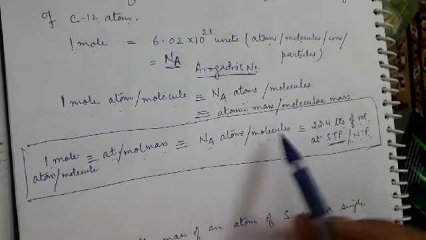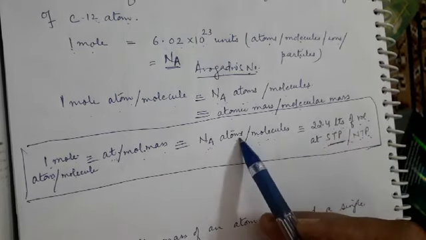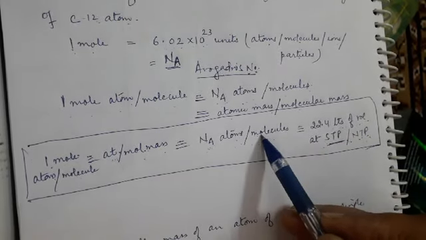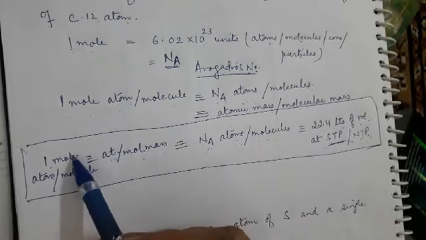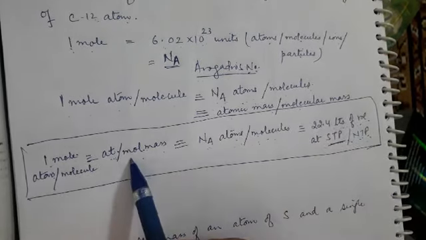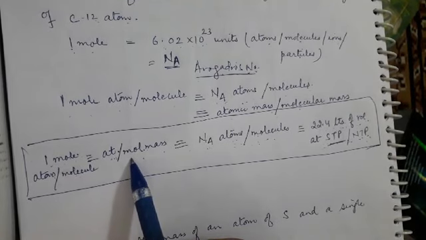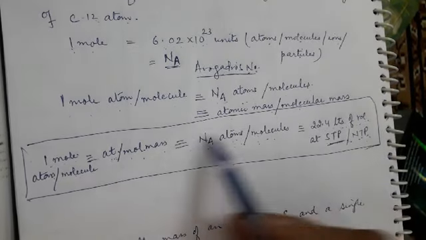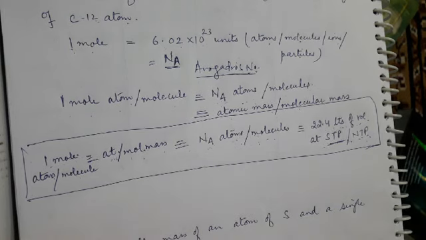So this is the interconversion formula. You can convert volume into atoms, volume into molecules, molecules into mole, mole into volume, and you can convert volume into mass directly. So please remember this formula for your calculations. It will be the key for all our calculations.